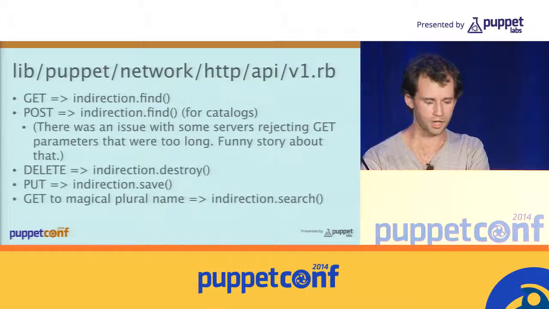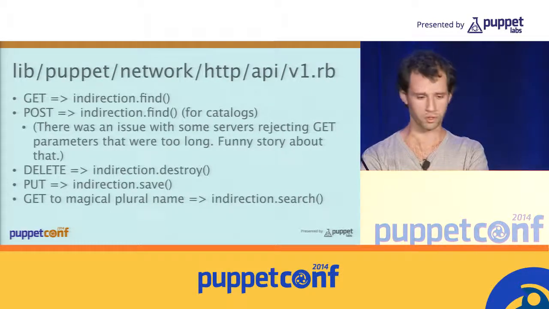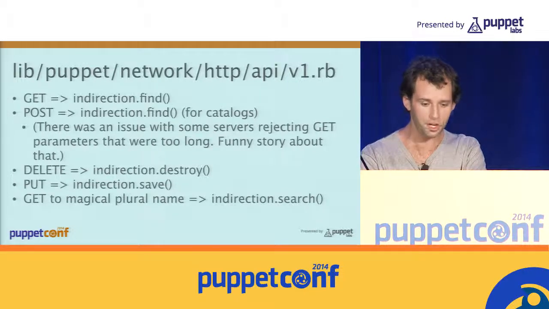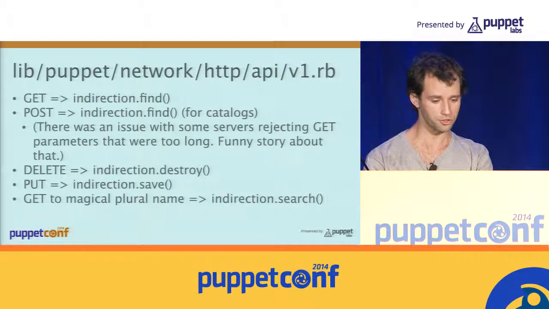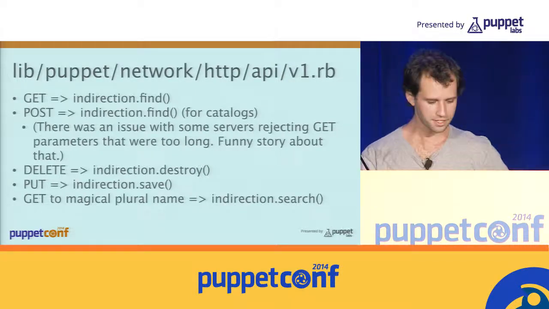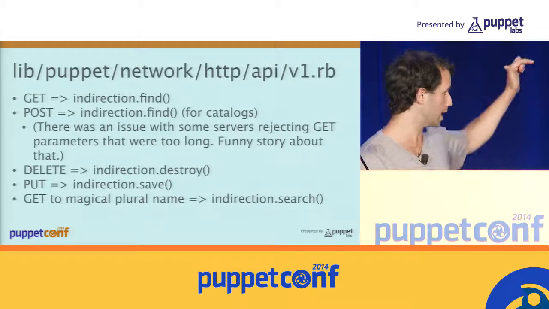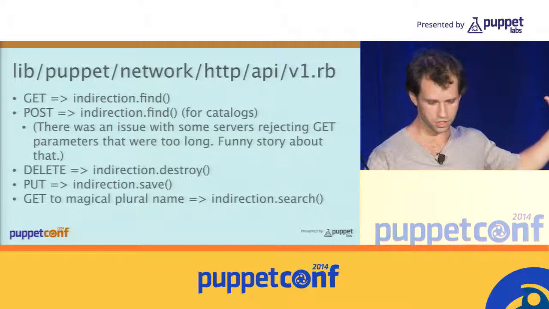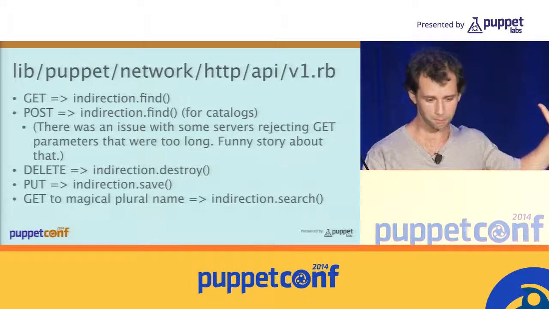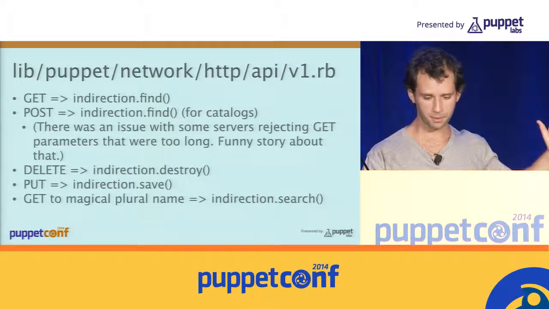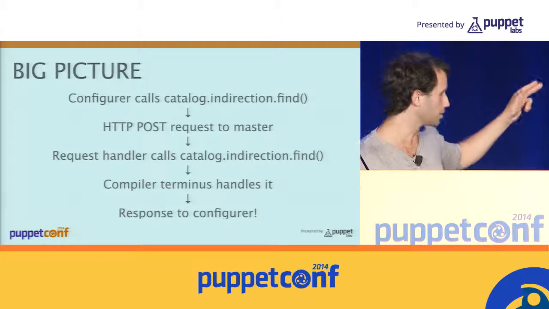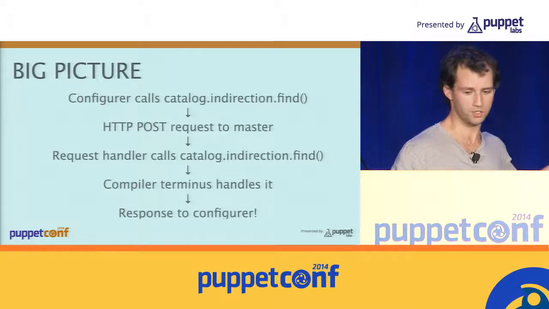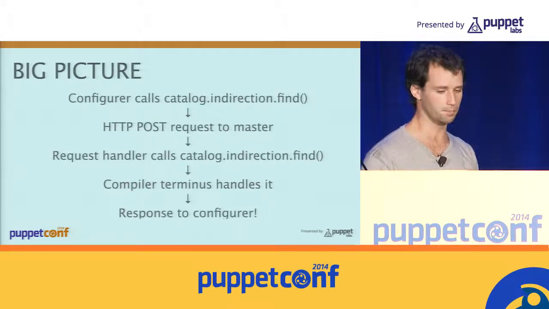And so this request that comes in over the wire ultimately gets handled by whatever indirection terminus is configured for the Puppet master application, or for that indirection. And in the case of the catalog request, you see we did a post to the production catalog HTTP endpoint. That becomes a Puppet resource catalog.indirection.find method on the Puppet master. And it ultimately goes to the catalog terminus, or sorry, the compiler terminus.